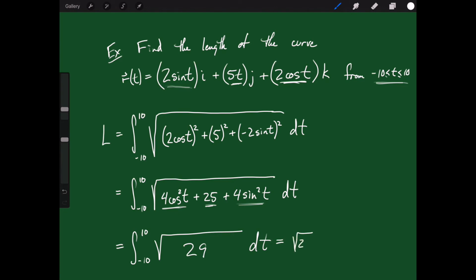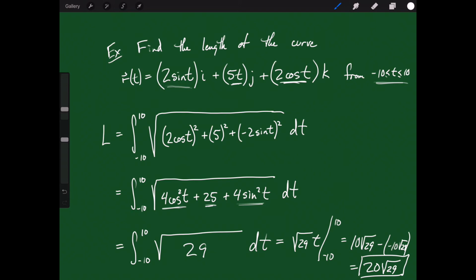Which is equal to square root of 29 t evaluated from -10 to 10, which is equal to 10 root 29 minus -10 root 29, which is equal to 20 root 29, which is my answer. Okay, so we were able to find the length of this curve.